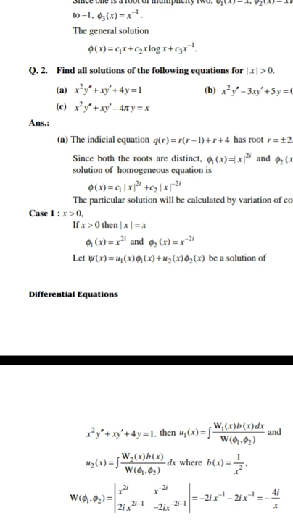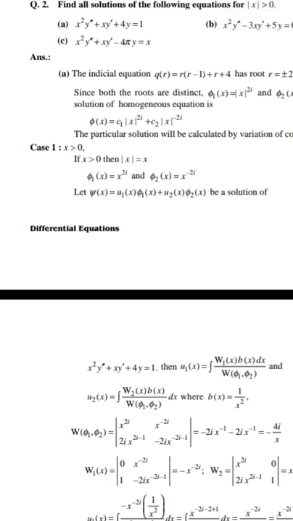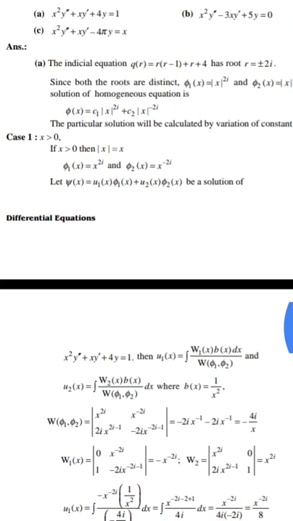If x is greater than 0, then modulus of x equals x, phi 1 of x equals x raised to 2i, phi 2 of x equals x raised to minus 2i. Let psi of x equal u1 of x phi 1 of x plus u2 of x phi 2 of x be a solution of x squared y double dash plus x y dash plus 4y equal to 0.